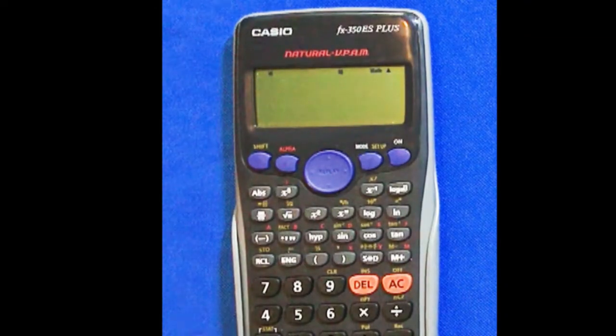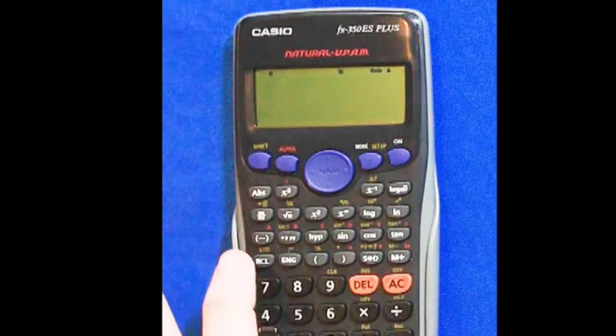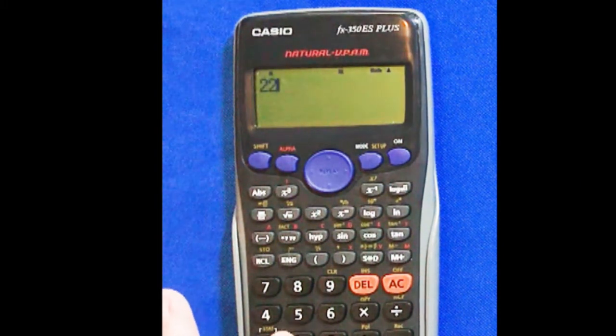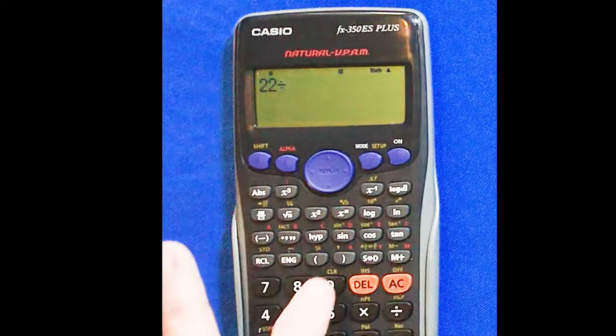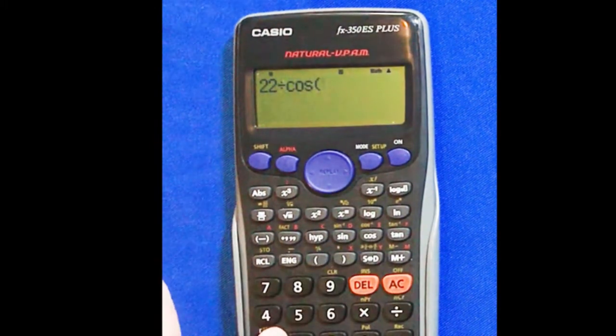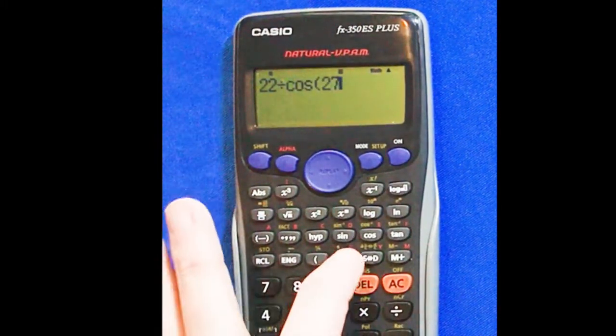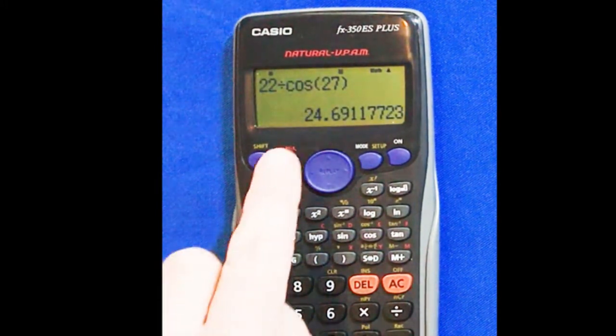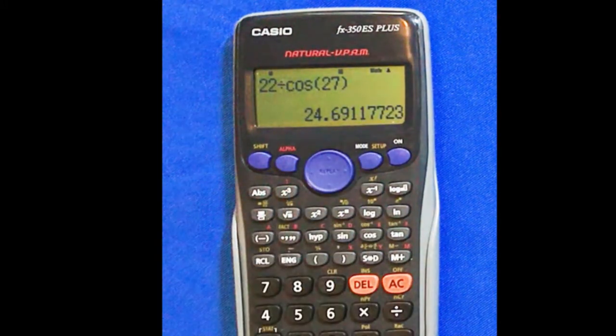So now go to the calculator. I could use my little fraction template, or I could do 22 divided by the cosine of 27, and I get the answer 24.7.